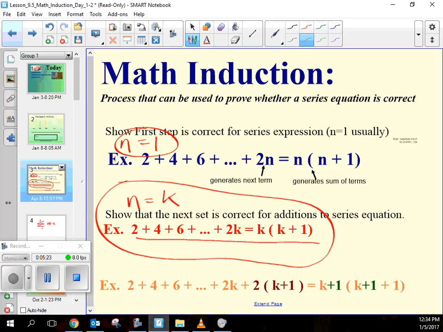But believe me, step 1 and step 2, it's so easy. Everybody gets that right on the test. You just stick a 1 in, see if it works. And we've told you, it always works. Okay, and then you stick a k in for n.